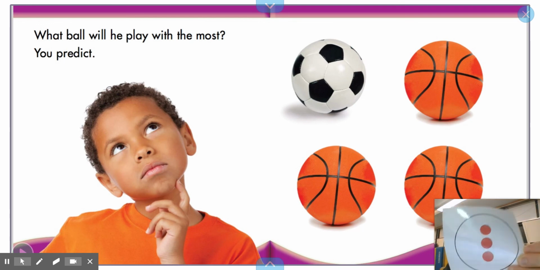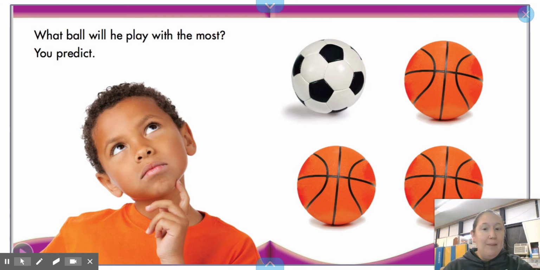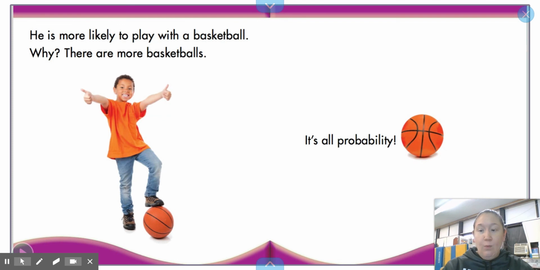If you picked 3, you are correct. There are 3 basketballs. He is most likely to play with a basketball. Why? Because there are more basketballs. It's all probability.